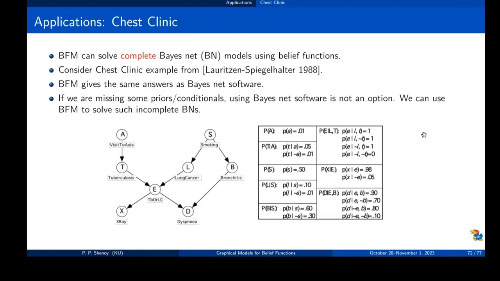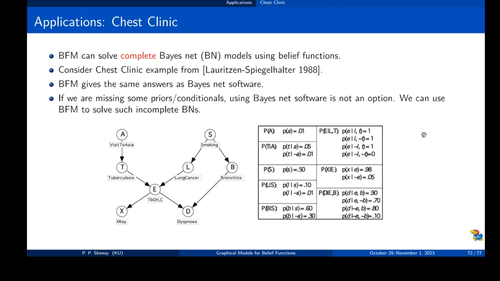So why do we need this? The question is, why do we need belief function graphical models? And the answer is that Bayesian reasoning can only reason with complete knowledge. If you're missing some priors or some conditionals, you cannot reason with Bayes' rule. If you don't know a prior, you put in a maximum likelihood prior or a maximum entropy prior, then it gives you a final conditional that is a point estimate. It hides what it doesn't know, like a chatbot, right?